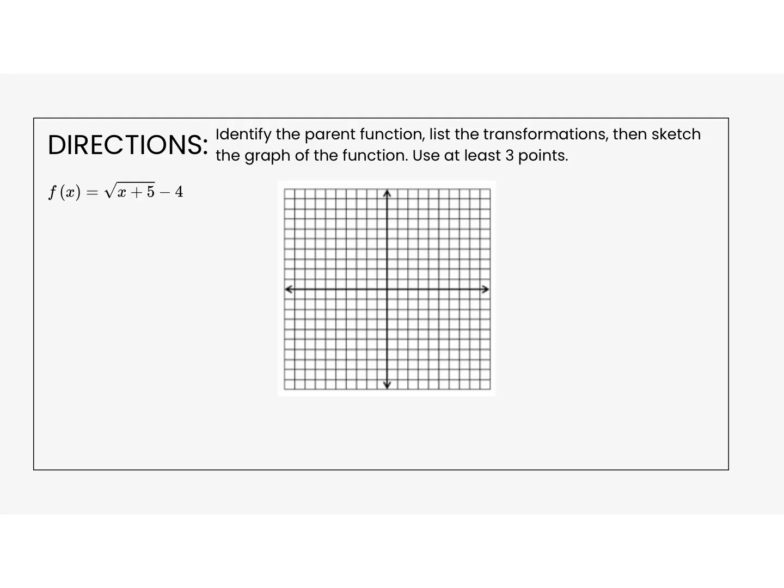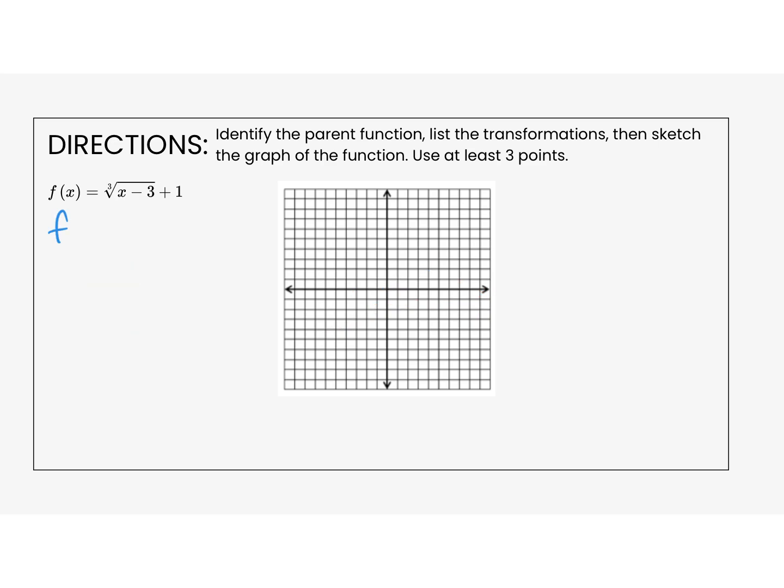Okay, we'll do a few others just for practice. Square root of x plus 5 minus 4. Parent function is square root of x. So that's this. There's my points for the parent function. I know this is going to go left 5, down 4. So I'm going to count left 5, down 4, and then graph my other points. Okay, so there is the graph of my square root of x plus 5 minus 4.